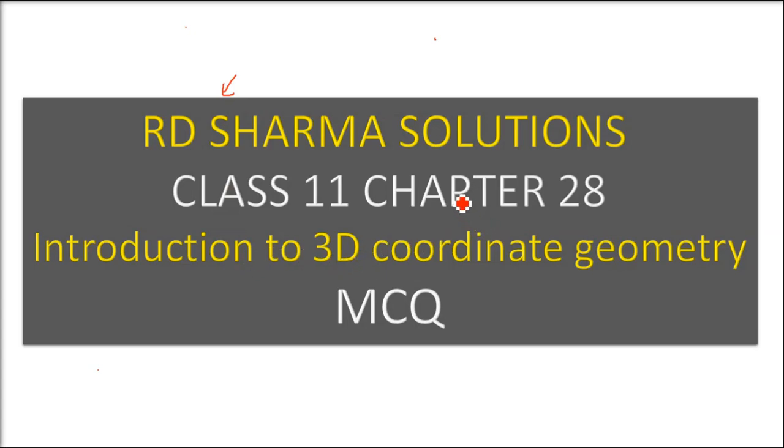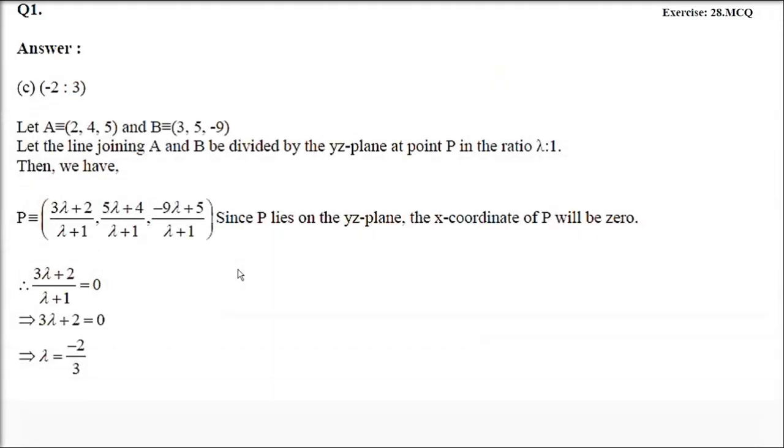This is R.D. Sharma Solution Class 11, Chapter 28, Introduction to 3D Coordinate Geometry, MCQ. Multiple choice questions we are doing today. The first question is, in multiple choice questions we have 4 options. So one of the options is correct, and that is what we have to write.